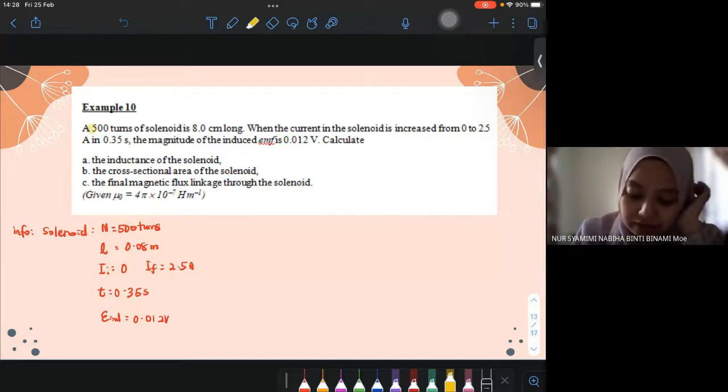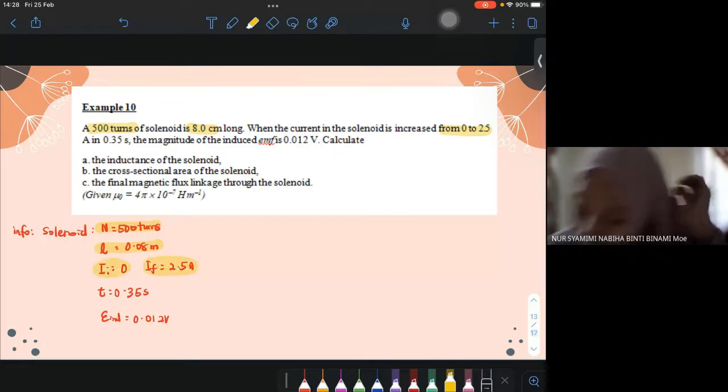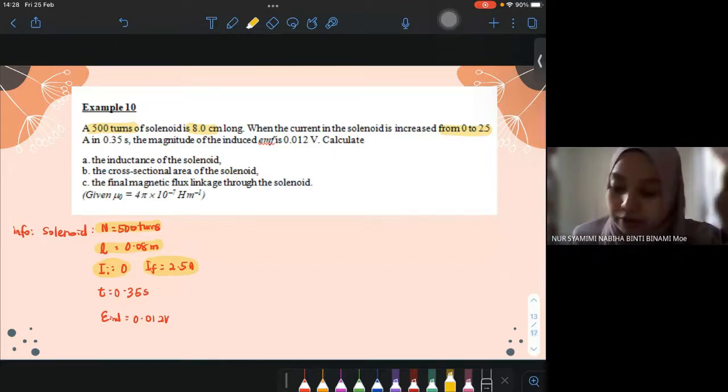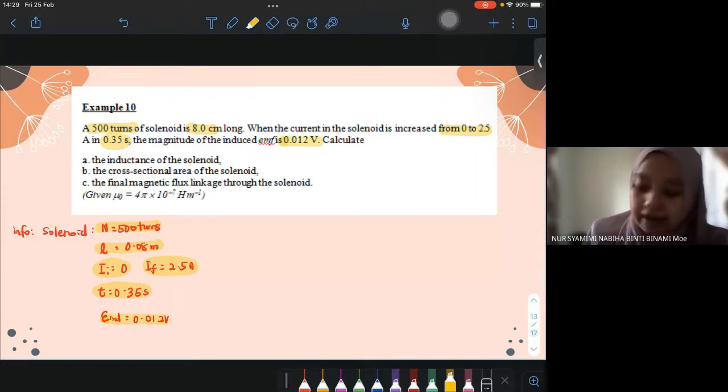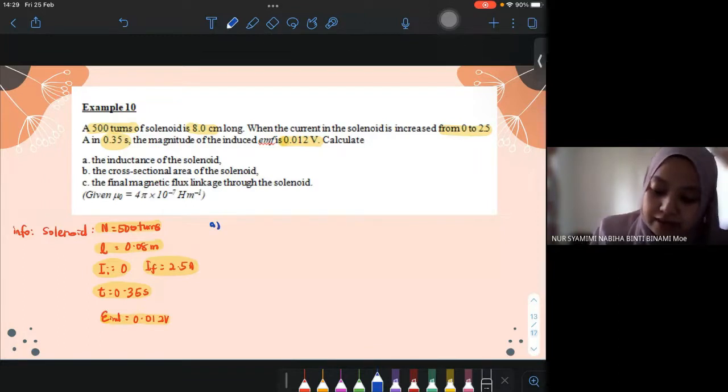The first one, kita ada number of turns and the length is 8 cm, terus tukar kepada meter which is 0.08 meter. The current of the solenoid increased from 0 to 2.5. So I initial is 0, I final is 2.5. Is 2.5, not 25. Okay. The time is 0.35 seconds and EMF induced ialah 0.012 volt. Okay. A. Find the inductance of the solenoid. So dia minta inductance of a solenoid. We know symbol for inductance is L.